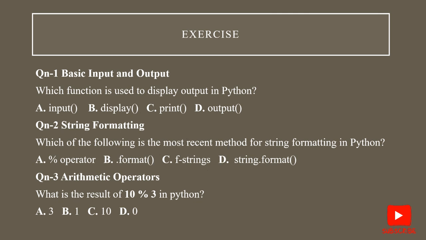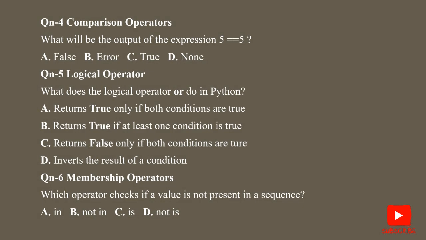And what is the result of 10 modulo 3 in Python? The modulo operator is used for finding the remainder of a division. In this case, 10 divided by 3 gives a remainder of 1. What will be the output of the expression 5 == 5? This is the equality operator which checks if two values are equal. Since 5 is equal to 5, the expression evaluates to true.